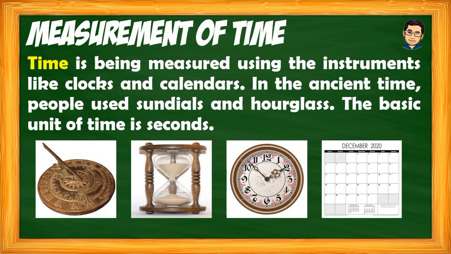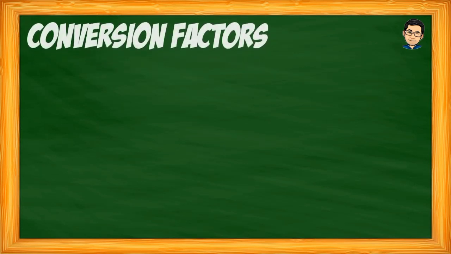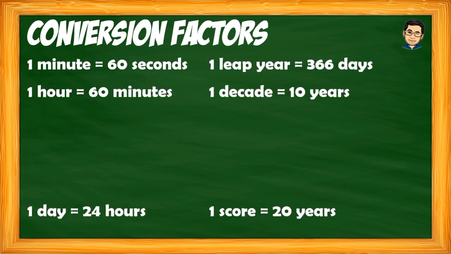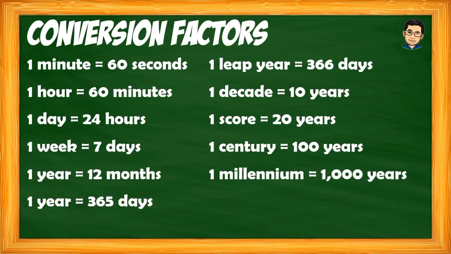So, next. Ito po yung ating mga conversion factors na kailangan po natin i-memorize o kaya naman tandaan para mas madali po ang pag-convert ng one unit to another. So, 1 minute is equivalent to 60 seconds. So, sa isang minuto, katumbas po yun ng 60 segundo. 1 hour is equivalent to 60 minutes.